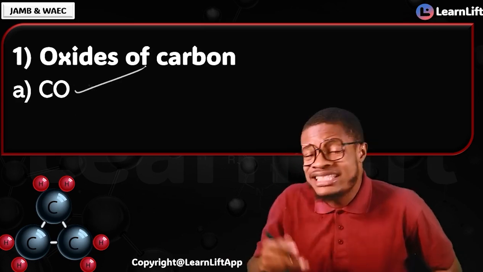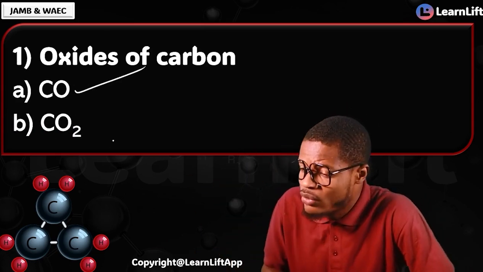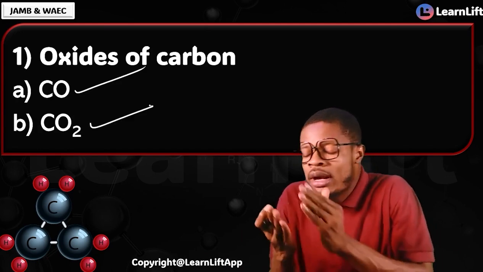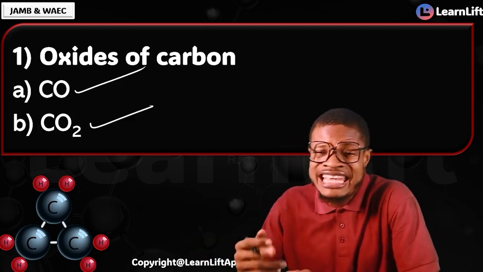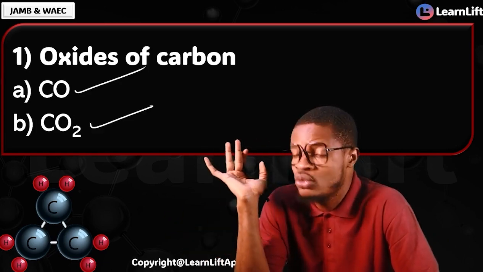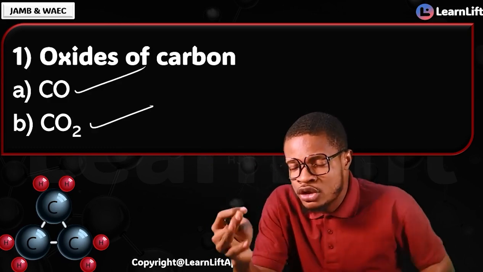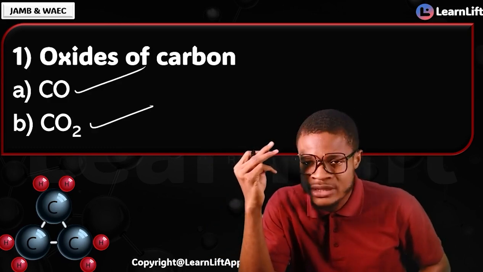Carbon 2 oxide, the one we call your CO, right? And then your carbon 4 oxide, the one we call your what? Your CO2. Now, carbon 2 oxide and carbon 4 oxide, are they part of the definition of organic chemistry? No. So they are exceptions to it. You must know this. So oxides of carbon, they are the exception to the definition of organic chemistry. They are not part of it.